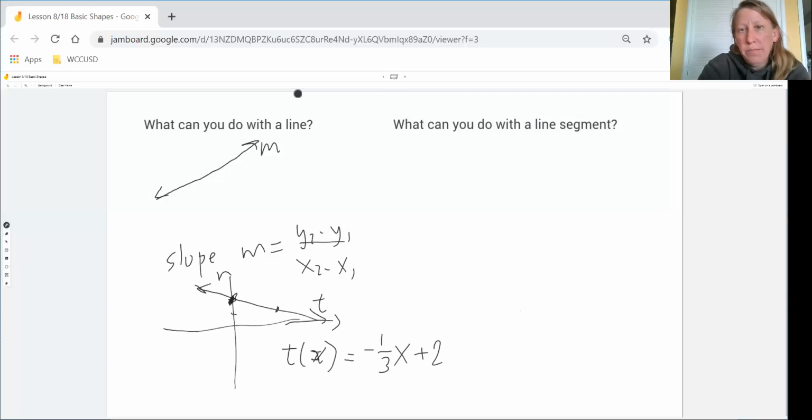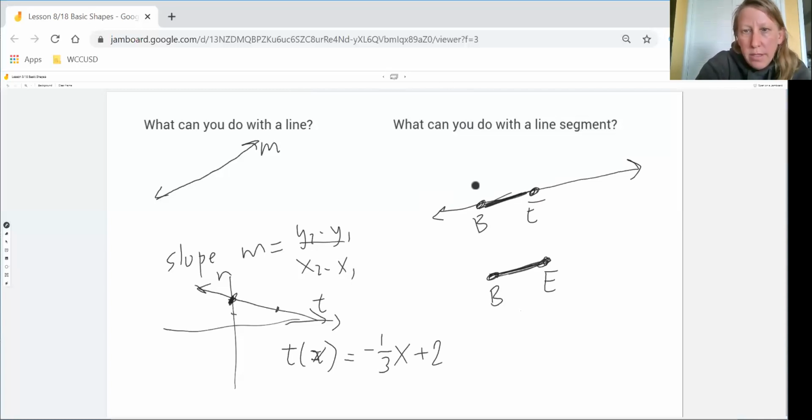What about a part of a line? Here's a line. What if I only want not the entire line? What if I only want the section of the line from here to here that begins here and ends here? If I only want these points in here, this shape, it has a beginning point and an ending point. That would be a line segment. That would be line segment BE. When I write that, I don't have arrows on the end because it's just part of a line.